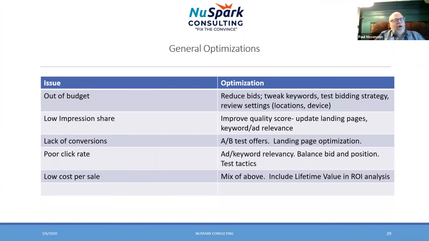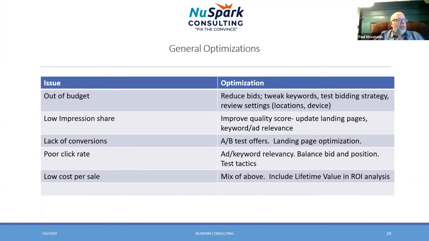But here are some general optimizations, not to get too detailed here, but some of the things that I do. If you're out of budget, what do you do? Spend more, of course, Google would say. Or I could say maybe reduce the bids, because budget's a budget. Do you have to be number one, number two, maybe number four, especially if somebody's going to search for 3 or 4 different solutions.